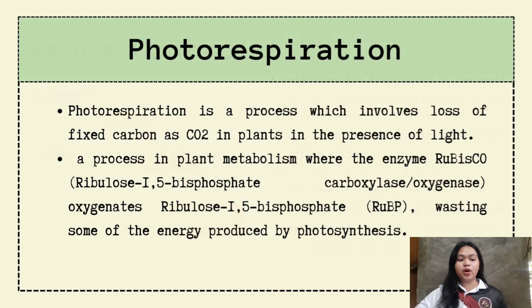Then next is photorespiration, a process which involves loss of fixed carbon as carbon dioxide in plants in the presence of light. Photorespiration is a process in plant metabolism where the enzyme rubisco oxygenates RuBP, or ribulose bisphosphate, wasting some of the energy produced by photosynthesis.